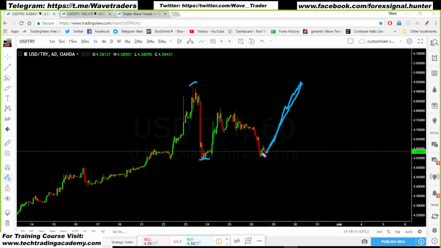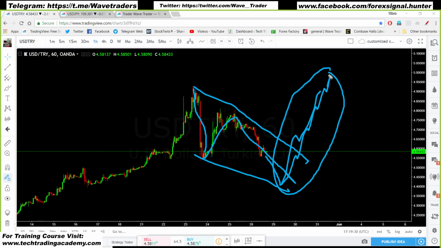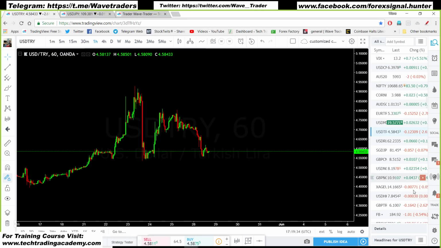Short-term buy. If price is not going to give you that price action at this area and is going to break down, let it break down. Let it simply form that ABC move. All right, simple ABC move. Buy again. Okay, buy again from the new low. All right, so that's the short-term trade. Okay, so short-term buy on the Turkish lira.